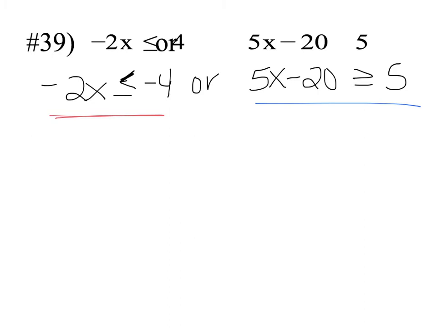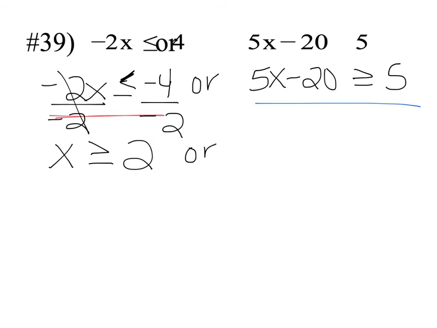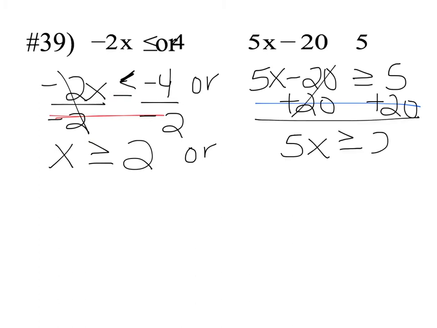Okay, so over here, we're going to divide both sides by negative 2. If we divide by a negative, don't forget we flip the sign. So we end up with x is greater than or equal to, it was less than, now it's greater than or equal to, a negative divided by a negative is a positive. Or over here we're going to add 20 to both sides, giving us 5x is greater than or equal to 25. Divide both sides by 5, you get x is greater than or equal to 5.